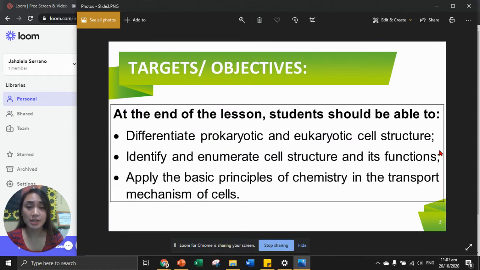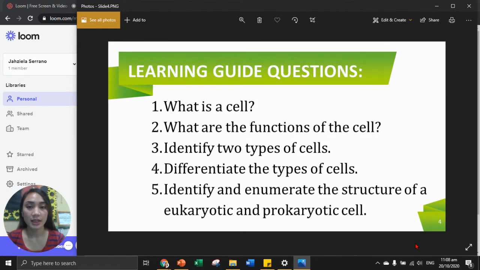So, without further ado, these are our objectives. At the end of the lesson, students should be able to differentiate prokaryotic and eukaryotic cell structure, identify and enumerate cell structures and their functions, and apply the basic principles of chemistry in the transport mechanisms of cells. And then we also have our learning guide questions. I think we have 9 learning guide questions. These guide questions will guide you throughout the lesson. You can write them down on paper and answer them while I'm discussing, or you can always go back after the module and answer all 9. So I won't be enumerating all of these.